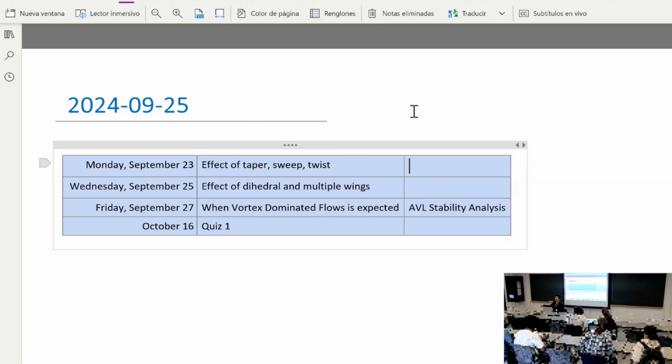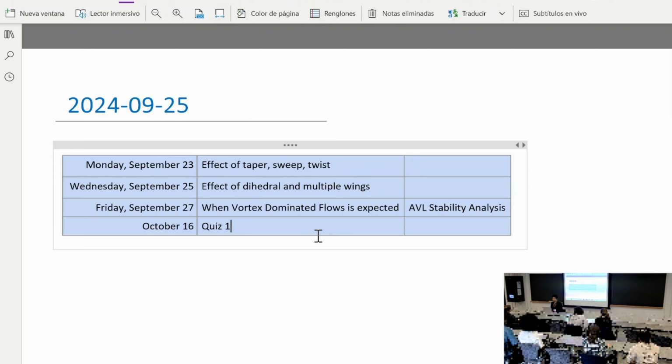That's exactly for the reason we discussed in the last lecture, right? When you have taper and you have sweep, unless you add twist, the wingtip is going to have a higher angle of attack, and as a result, stall first. So this lecture we're going to be looking at the wing from behind, which means looking at the effect of dihedral and multiple wings. We're going to talk about multiple wings first, but just a review, right?